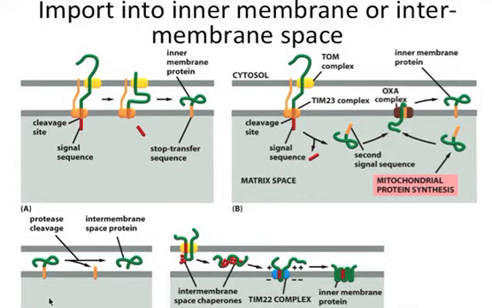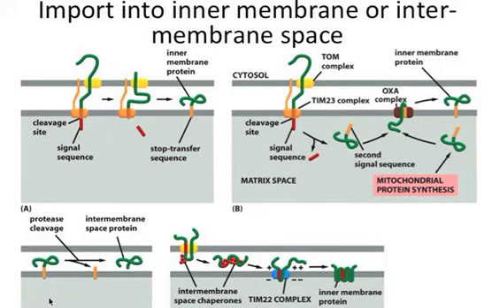And you can also have another situation where you'll have import all the way into the matrix, and you'll have cleavage of your signal sequence, and you'll be in the matrix, and then there'll be another signal sequence which will target it to another translocon called the OXA complex, and then it'll be recognized and moved over into the membrane. So one is where it never makes it all the way into the matrix and just gets moved over, and the other one is where it makes it all the way in and another signal sequence targets it to a translocon that puts it up on the inner membrane.